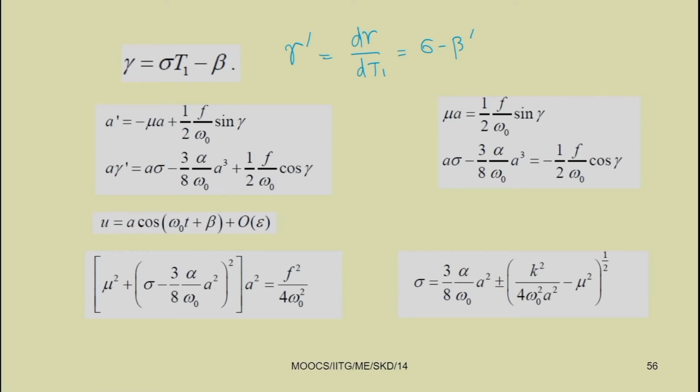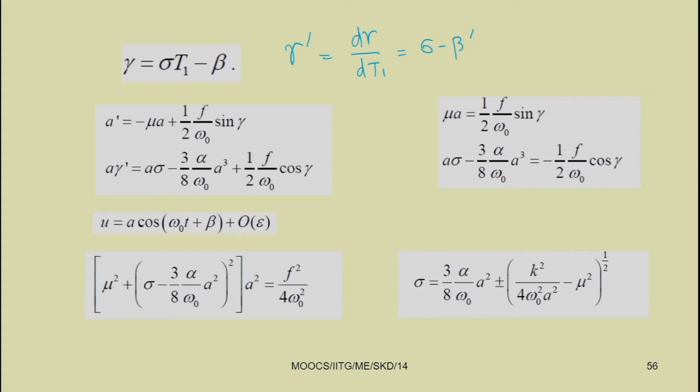By substituting it in the previous equation, you can write this equation in this form, that is a dash equal to minus mu a plus half f by omega 0 sin gamma, and a gamma dash equal to a sigma minus 3 by 8 alpha by omega 0 a cube plus half f by omega 0 cos gamma.